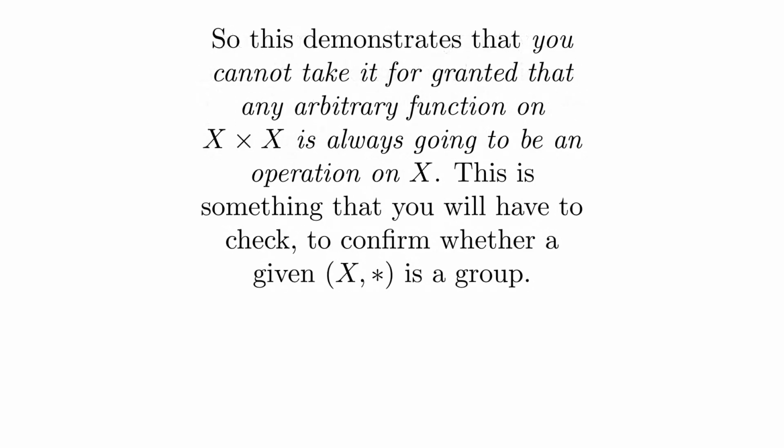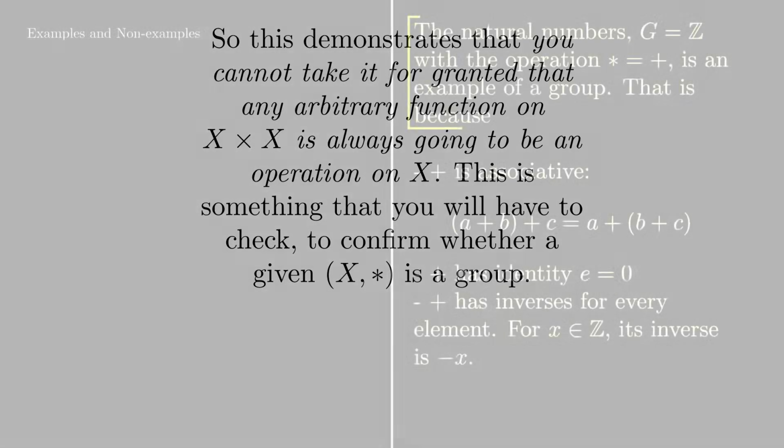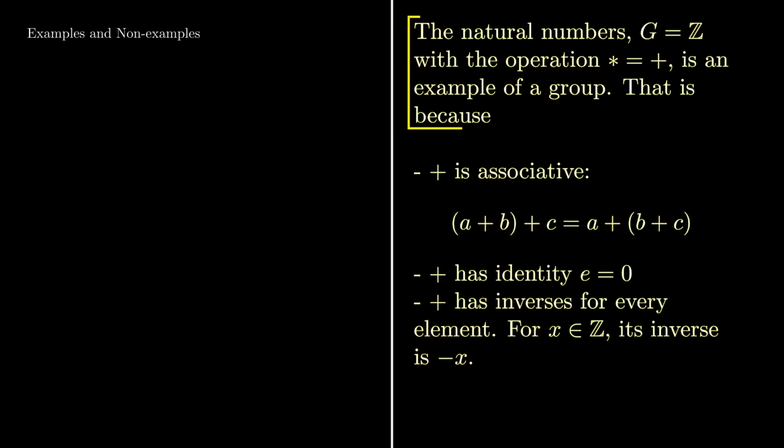And all of this is done just to demonstrate to you that whenever you are handed some arbitrary set and a function, even if it seems like it is an operation on the set, you must truly check it, because sometimes you can be surprised. You really have to check that the domain is X cross X, whatever X is, and that the range is also X. But okay, let's return to the example that we started with, the integers and addition.